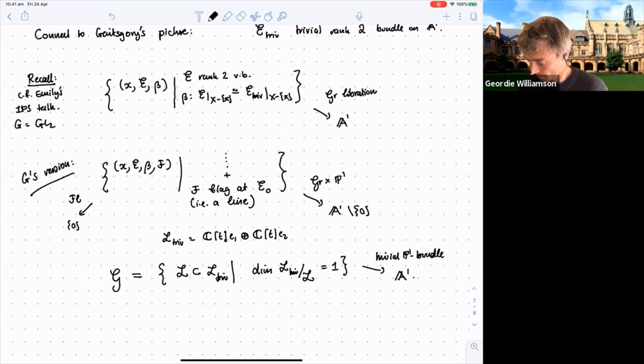Okay, another way of thinking about this is just you want a sub OX module whose co-kernel is a skyscraper. And that skyscraper is located at a point, and that point is precisely the map to A1. So we'll come back to that interpretation in a second. So I don't think I'm running out of time, so I'll write down, at the end of the day, we'll need to do a calculation in charts, and so I just want to write down two charts for G.